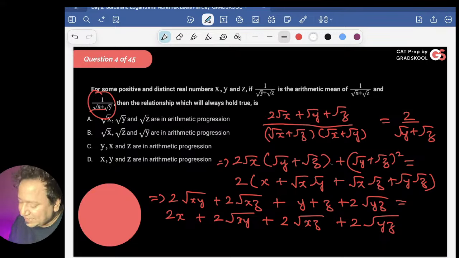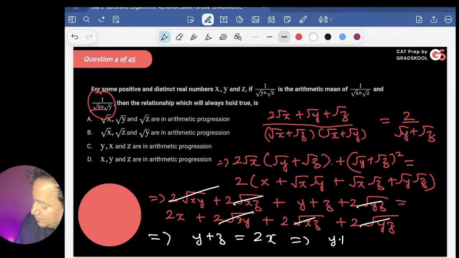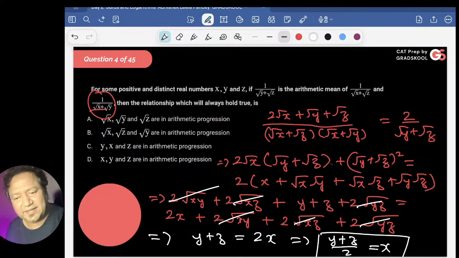When I do it, things get cancelled out. 2 root xy. Wow. Oh, perfect. Simply, I have y plus z is equal to 2x. If I send 2 to the right, left hand side, I'll get y plus z whole upon 2 is equal to x. Aha, मजा ही आ गया. X was the arithmetic mean of y and z, so option C is correct. Getting it?